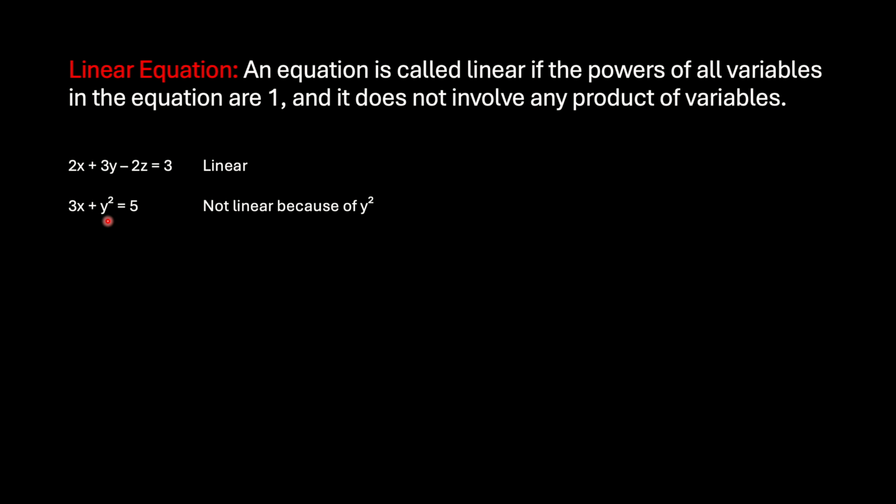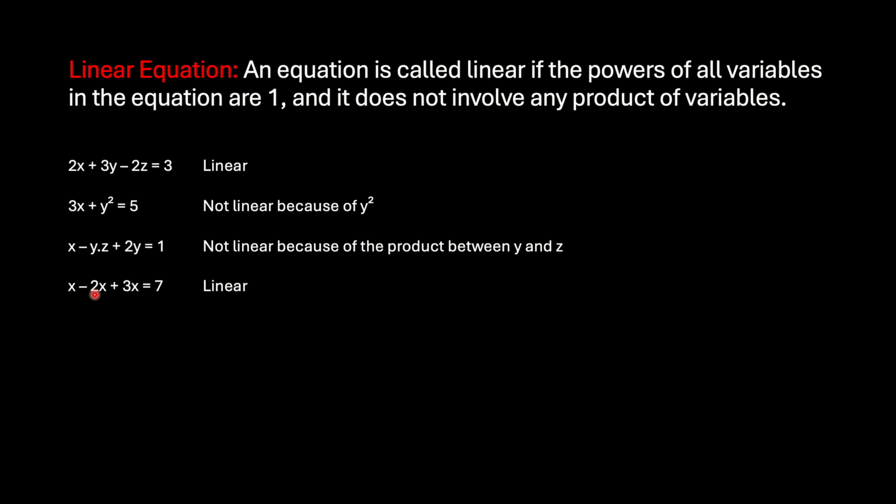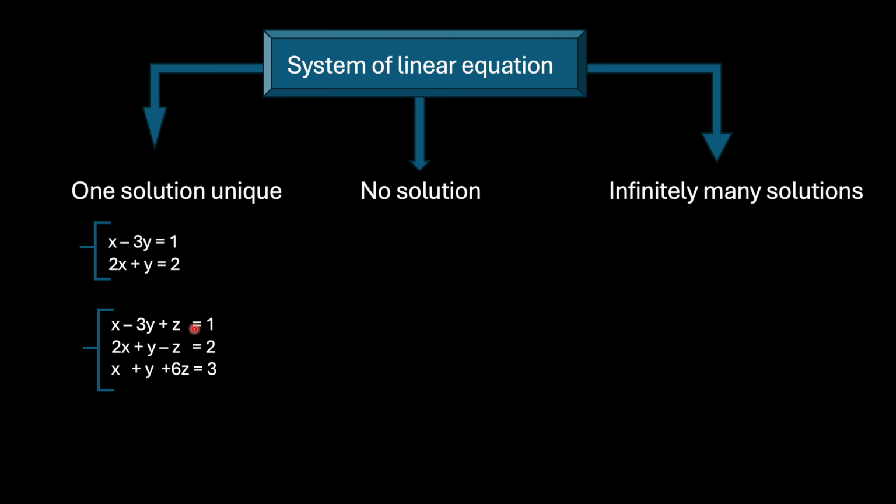For example, this one, we see that y has power of 2. This is not a linear equation. And also here we see that we have the product of y and z. That's why it is not a linear equation. Finally, this is a linear equation because all variables have the same power and we don't have the product of variables.